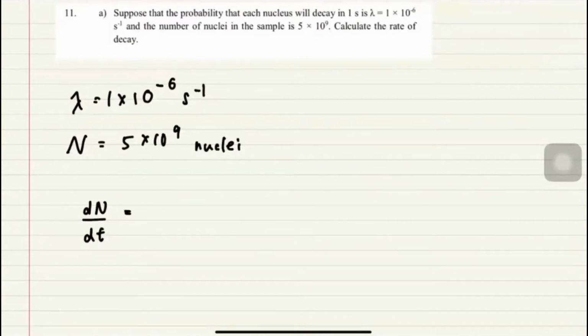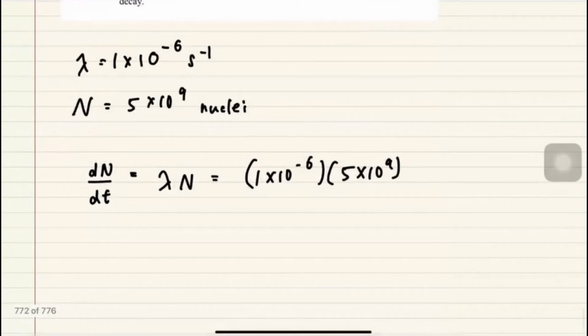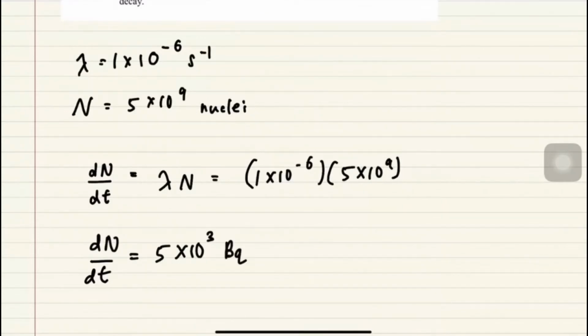So dN over dt is equals to lambda N. There is actually a negative, but I just leave out the negative and use the positive for calculation. So 1 times 10 to the power of negative 6 multiply with 5 times 10 to the power of 9. So 9 minus 6 is 3. My dN over dt is equals to 5 times 10 to the power of 3. What is the unit for this one? This is the same as A, right? So it is the activity.